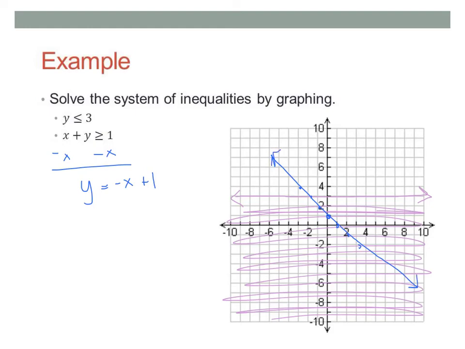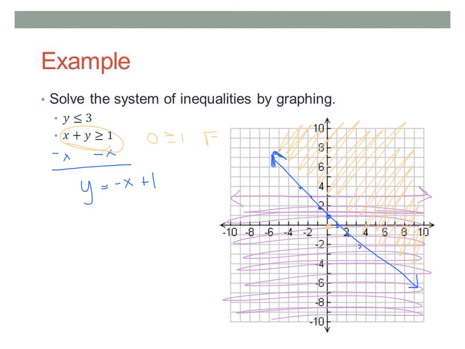This time I need to pick a test point. And so I'm going to pick 0, 0 as my test point. So if you plug that into the original, you're going to get 0 is greater than or equal to 1. That is false. So we're going to shade the other side. So we're going to shade everything over here. So you're kind of really ignoring that first line. Just act like it's not there and completely graph the second one.